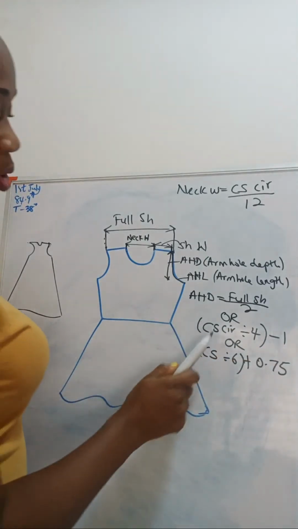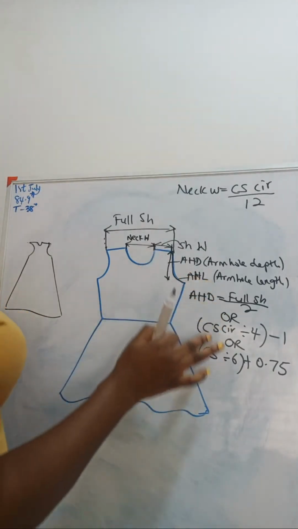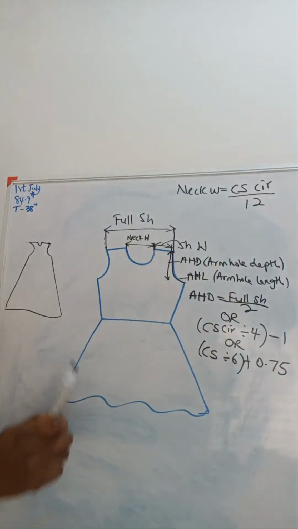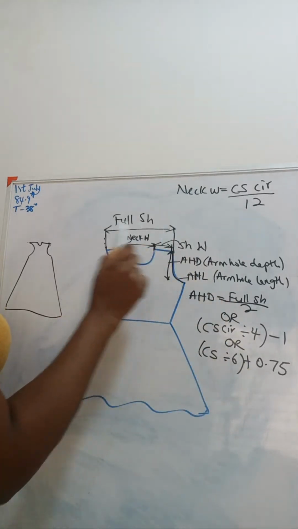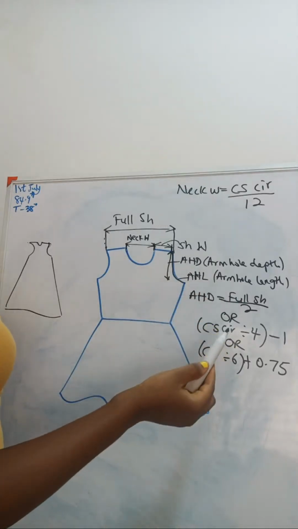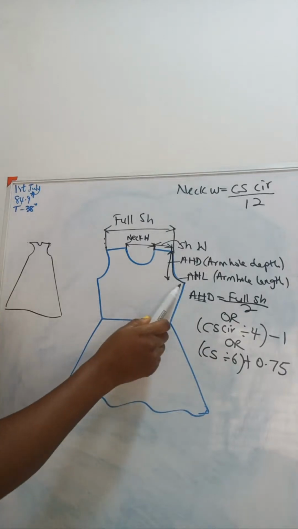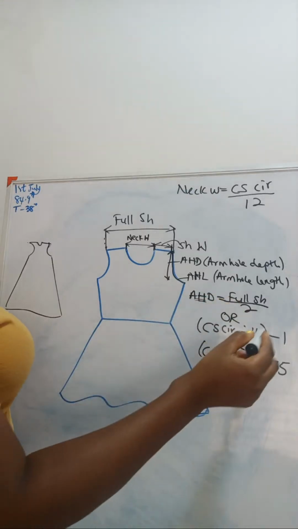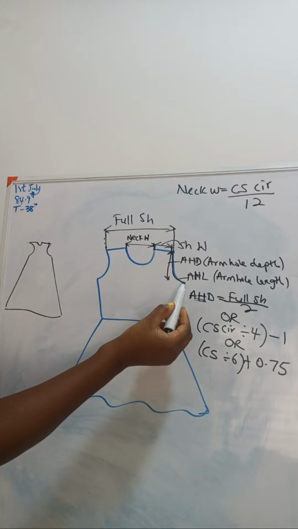So these are the 3 formulas that can help you to get the armhole depth. The simplest among the 3 is just to use the full shoulder. If you want to make for a baby girl, you already know the child's full shoulder. Just divide the full shoulder by 2, and then you have your armhole depth. If you don't want to use that, then you can use the child's chest circumference divided by 4, then you subtract 1.